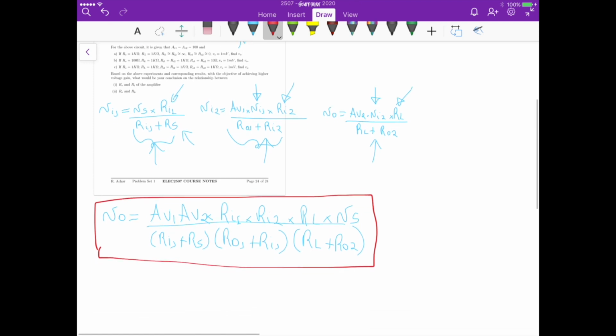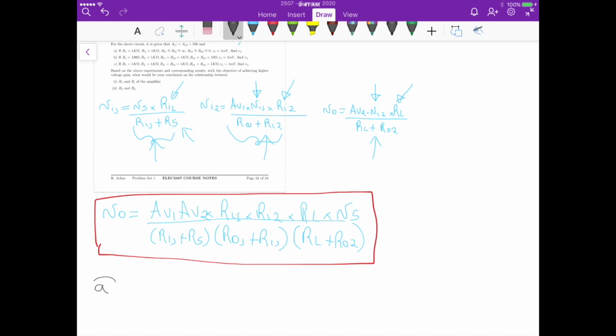For part A, if we substitute the values of the resistors, we get a voltage Vout equal to 9.999 volts. And what's the characteristic of this case? The main thing here is that our input resistances Ri1 and Ri2 are approximately infinite, so they are very high.